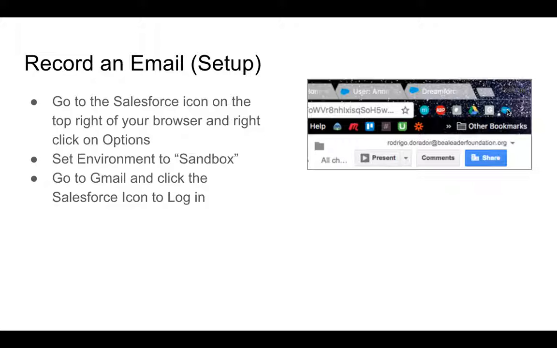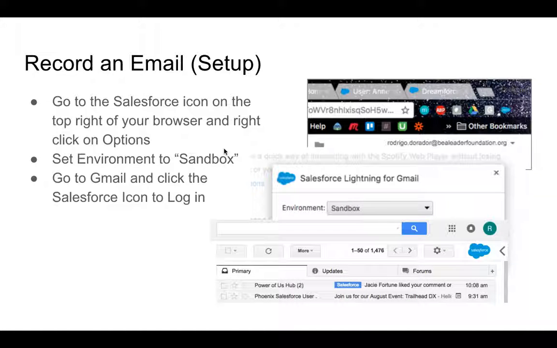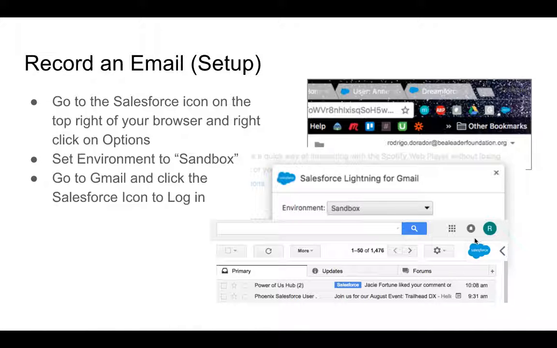Let me know when you guys have the little cloud up. I'm good to go. Okay. Then you're going to right-click on it and hit Options, and it's going to take you to this screen. Make sure that the environment says Sandbox, and then you can go back to Gmail, and you'll see this pop up on the right-hand side of your screen.